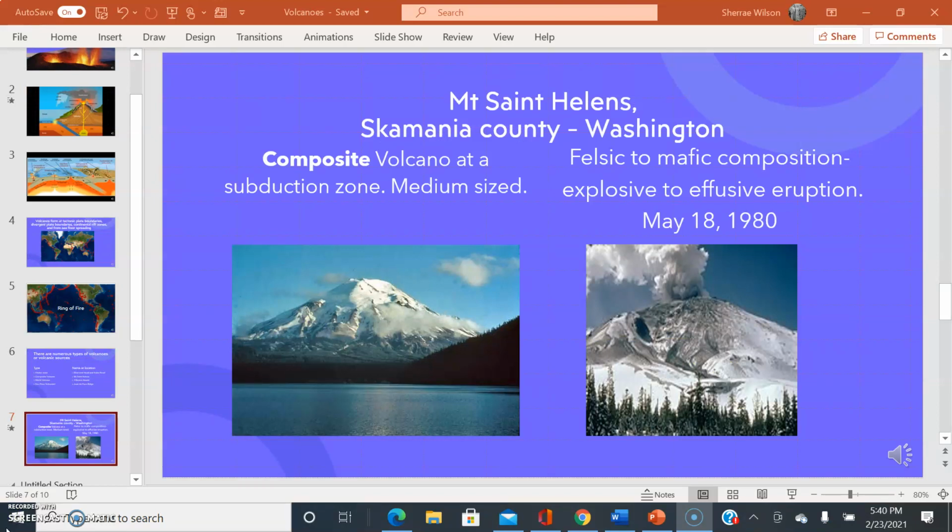Most subduction-related volcanoes are explosive and are built as stratovolcanoes, which are also known as composite volcanoes. These subduction-related volcanoes are explosive, with a magma composition that varies from felsic to mafic. When that happens, composite volcanoes are created. For example, in the Cascade Mountains, we have Mount St. Helens. Mount St. Helens was a medium-sized mountain, and it's located in a subduction zone.